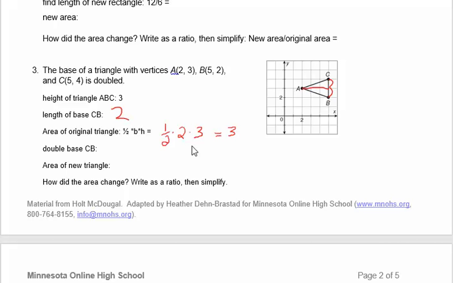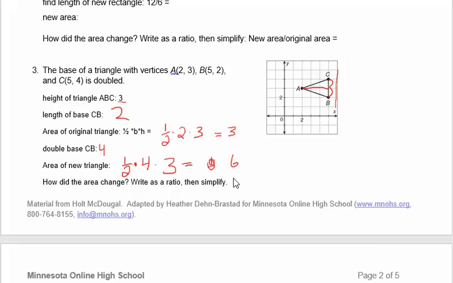Now it tells us to double that base. So picture that would be, instead of 2, it would be 4. The height is going to stay the same. So the area of our new triangle is still 1/2 base times height, but this time our base is 4. The height remains the same as the original. So we have 1/2 of 4 is 2. 2 times 3 is 6.